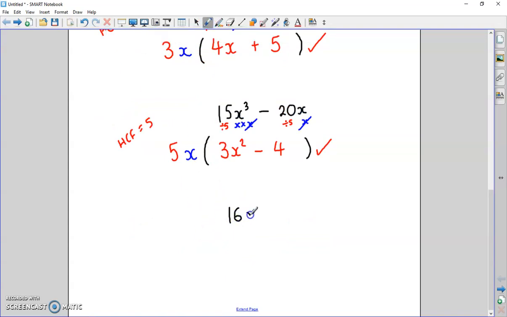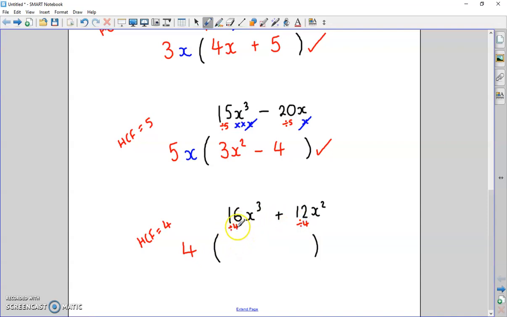This one's going to be a little bit different. The highest common factor first then. Highest common factor of 16 and 12 is 4. Definitely a 4. Divide by 4, divide by 4. You don't need to write this in every time.